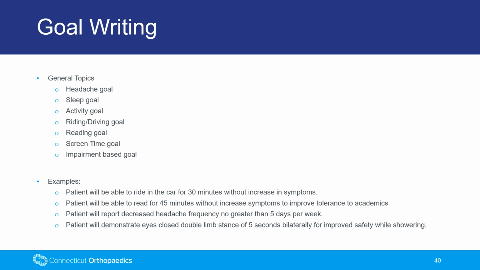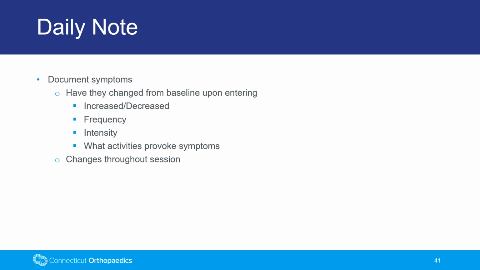Goal writing. As with any patient we treat in our clinics, we strive to make our goals specific, measurable, attainable, and relevant. You will see here some examples of goals and goal topics. When writing a daily treatment note for a concussion patient, it is important to note baseline symptoms upon entering so that you can monitor change throughout the session as well as over time with skilled intervention. Any pertinent changes throughout the session should be documented.